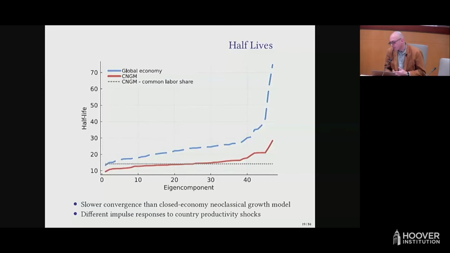And I'm short on time, so I can't explain how we do this, but it turns out that in the linearized version of our model, we can actually solve in closed form for the speed of convergence to steady state. And we can actually calculate it. So let me try to give you an intuition for how this works.